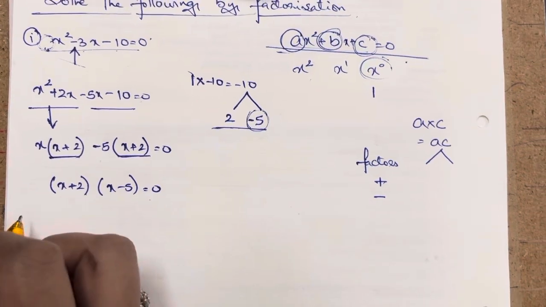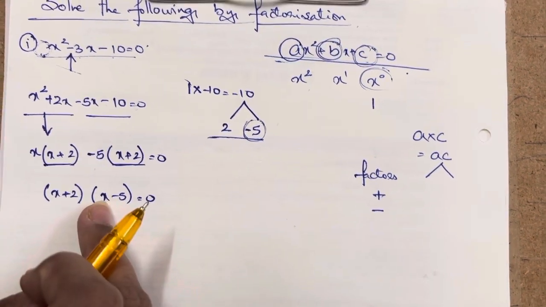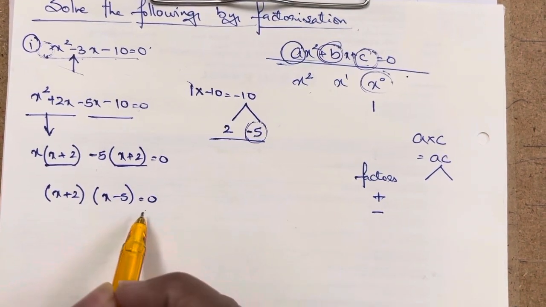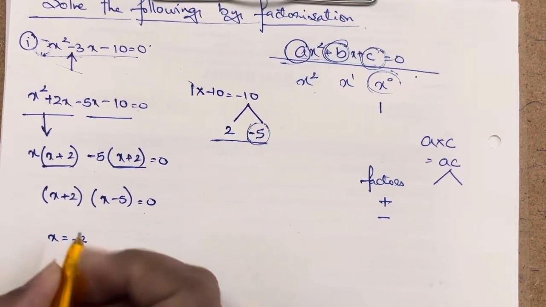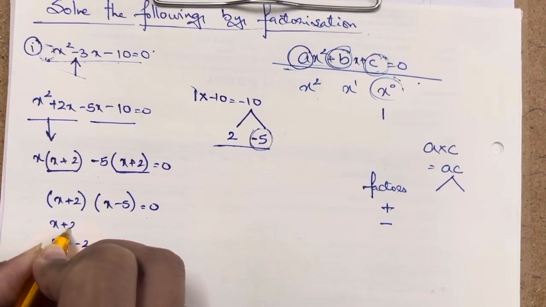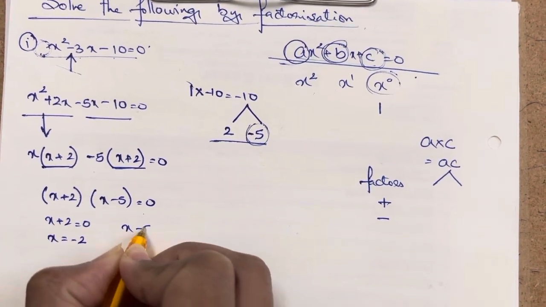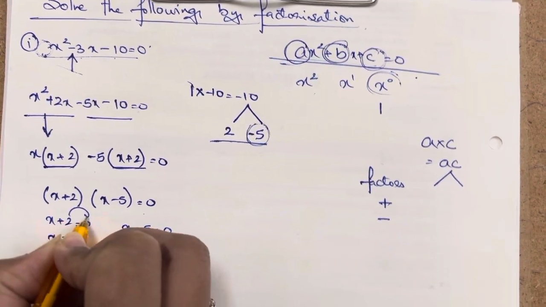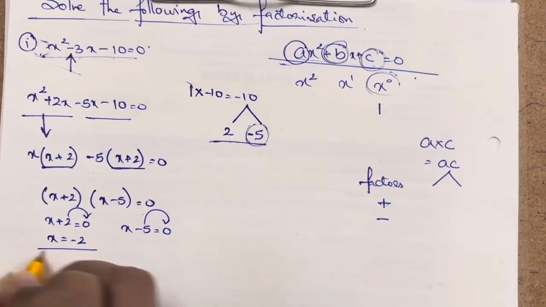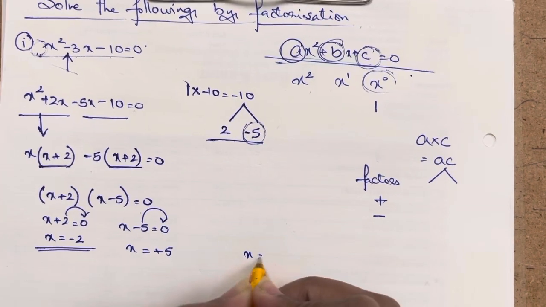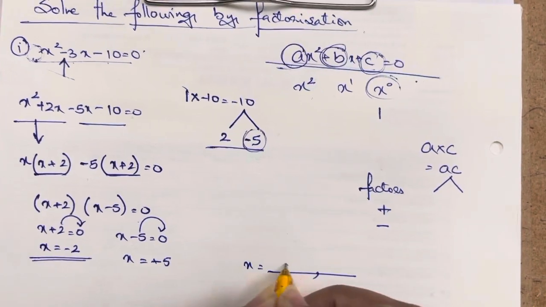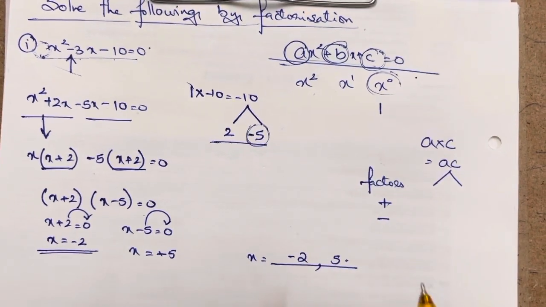Now, this is not the factorization because he has given equal to 0. You have to find the values of x. So x plus 2 is equal to 0, and it becomes x minus 5 is equal to 0. Send it towards the other side. x is equal to minus 2 and x is equal to plus 5 is what you get. So here it will be given x is equal to dash comma dash. So it is minus 2 comma 5 is what you get here.